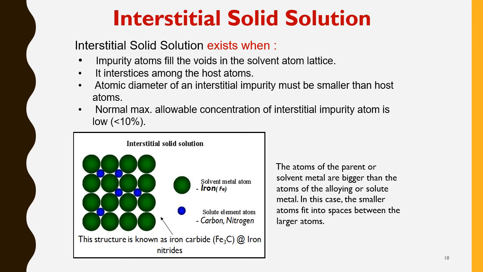The atomic diameter of an interstitial impurity must be smaller than the host atom. As you can see, the blue one over here, which is the carbon, is much smaller than the iron. And the maximum allowable concentration is less than 10%.